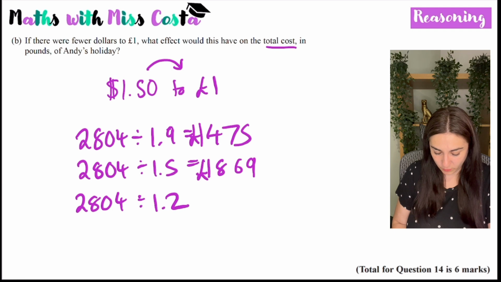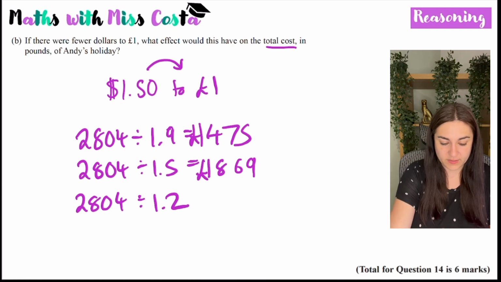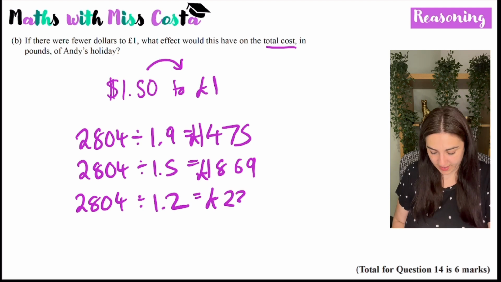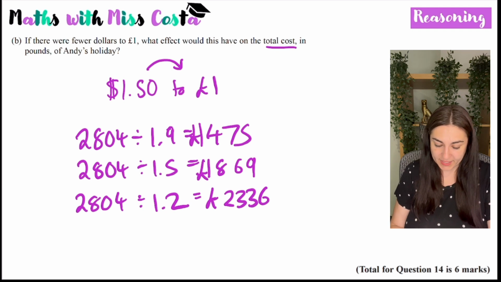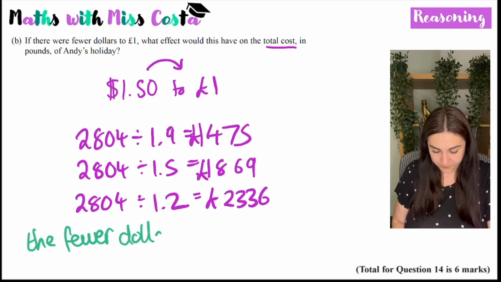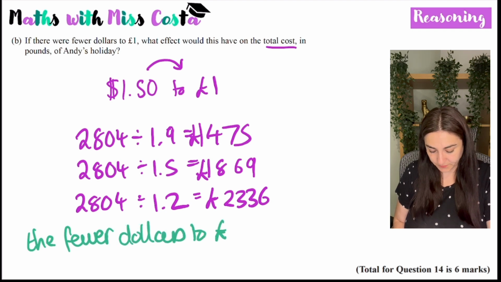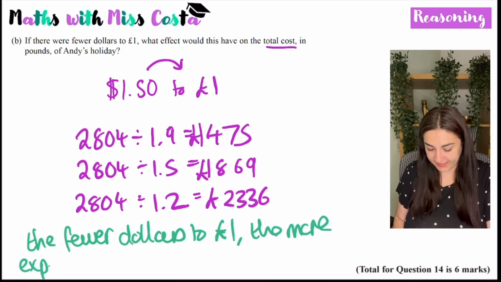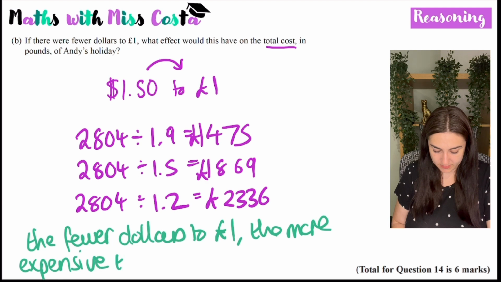So the less money, and let's just show another example. So let's make it even smaller. Let's say 1.2. 2,804 divided by 1.2 is £2,336. So essentially, the fewer dollars to the pound, the more expensive the holiday would have been.